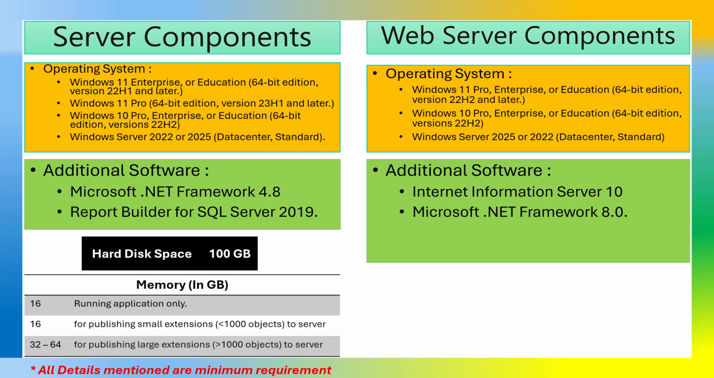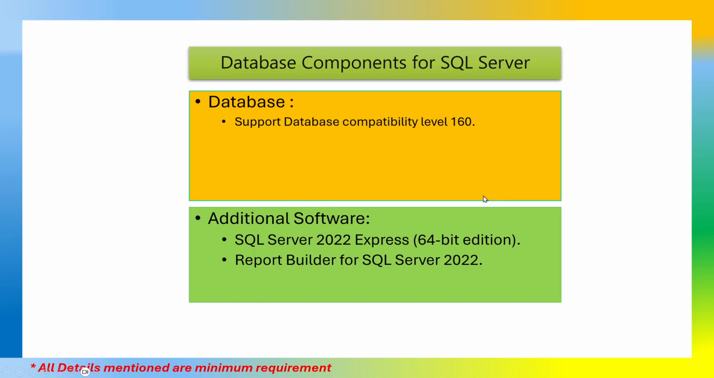The other important component in the whole installation process will be the web server component, where your Business Central client will be hosted. For that, these are the operating system requirements, which is Windows 11 Pro, Enterprise or Education. Same for Windows 10, and then if you are into Windows Server, then you need 2025 or 22. You will need IIS, which is part of Windows more or less. If it is not enabled, you'll have to enable it. And then .NET Framework 8.0, which will get installed if needed.